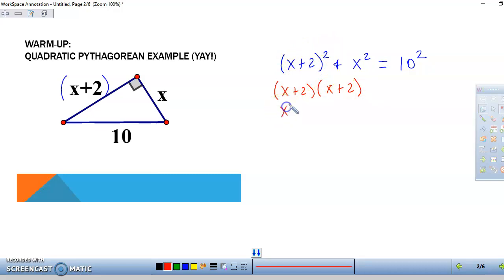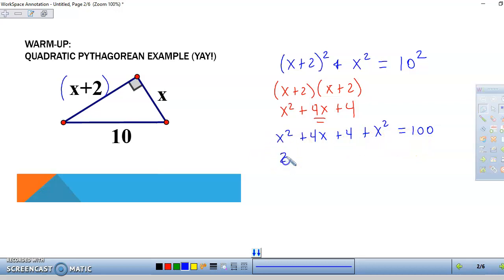So you do have to FOIL. Here you get x squared plus 2x, and another 2x is 4x, and then you have the plus 4. You have the middle term, okay? A lot of people mess that up. So please take note that this squared means this, and you do have to FOIL. So what we get down here is x squared plus 4x plus 4 plus the other x squared equals 100. If you did mess this part up, I would suggest you pause again, erase, and try that.